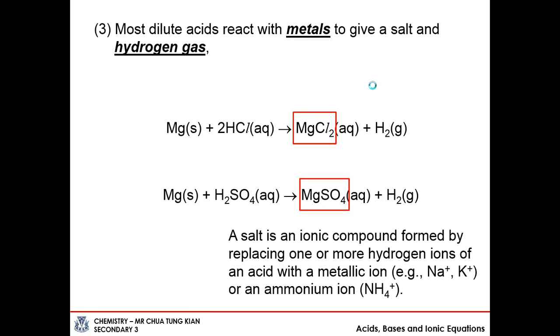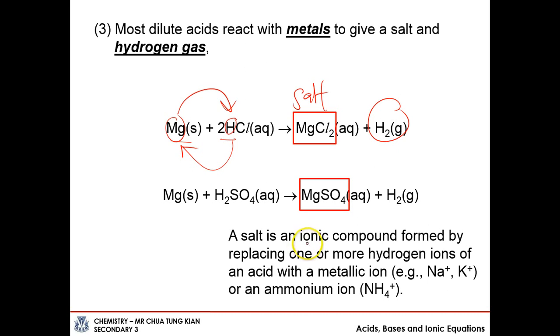Now we come to some of the chemical reactions that acids undergo. If the question were to ask you to describe a chemical property of an acid, you will need to list down the chemical reaction. For example, one of them is the acid-metal reaction. Acids react with metals to give us the salt and hydrogen gas. The salt, if you observe, is essentially the H being replaced by the metal.